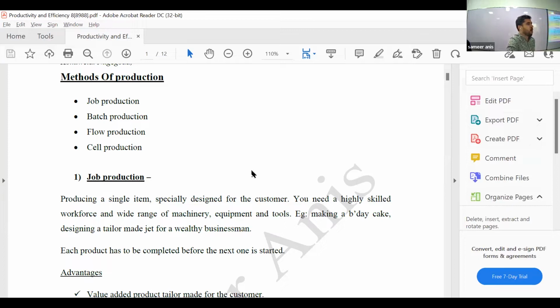Let's take something like customized birthday cakes, wedding cakes. What do you think it comes under? Job, batch or flow? Job production again. Only one cake like that will be made, with happy birthday, Ifat, and with the theme that Ifat loves.